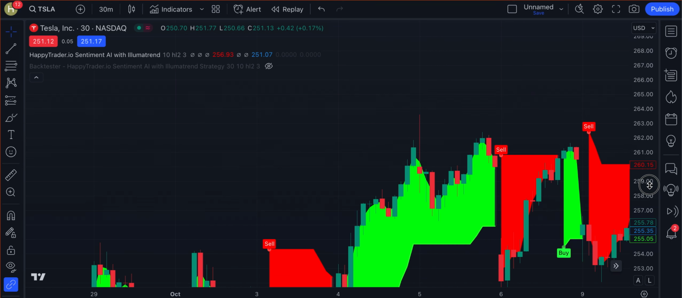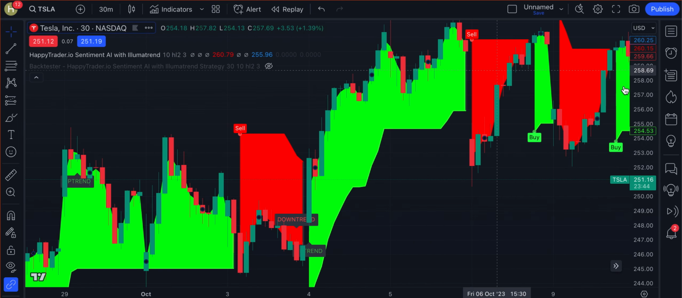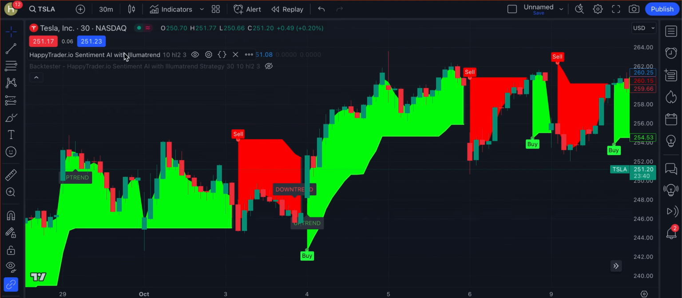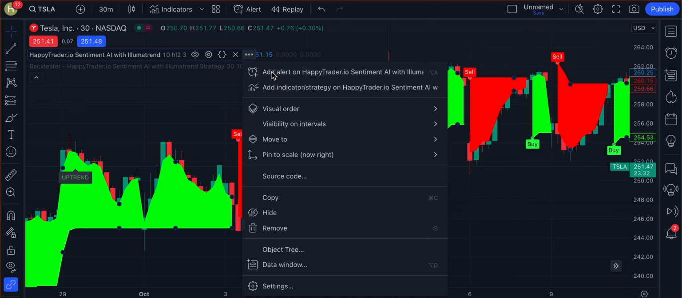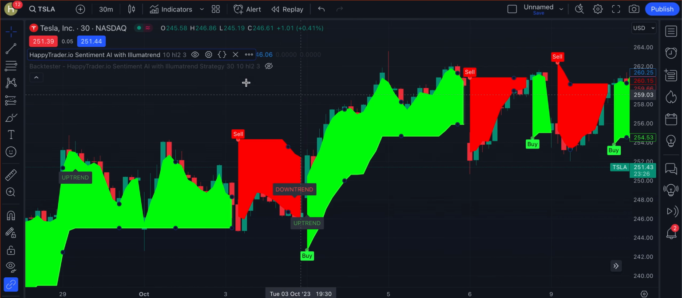So whether you're somebody who's never traded before, you're a brand new trader, whatever the circumstance is, even if you're like a break-even trader, all you have to do is add Happy Trader Sentiment AI with Illumitrend, what you're looking at here and what you can purchase from this website, and you can add your alerts. You can go in and add your buy signals and your sell signals, create your alerts. They'll go off on your mobile phone, you'll get emails, and they can also pop up on screen.